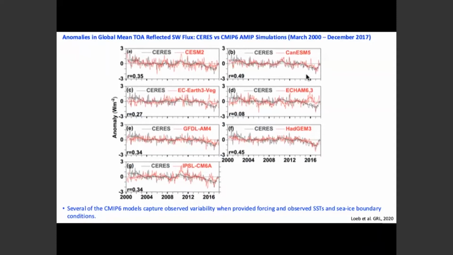So, I was able to get 7 different groups to extend the AMIP simulations so that we could look at that interesting period. And so these are the results. It's kind of cool. They did pretty well, some of the models. Certainly the HadGEM did really well at the end of this period after 2014, when you see that big dip in reflected shortwave. The Canadian model did well as well. ECAM 6.3 didn't do very well.